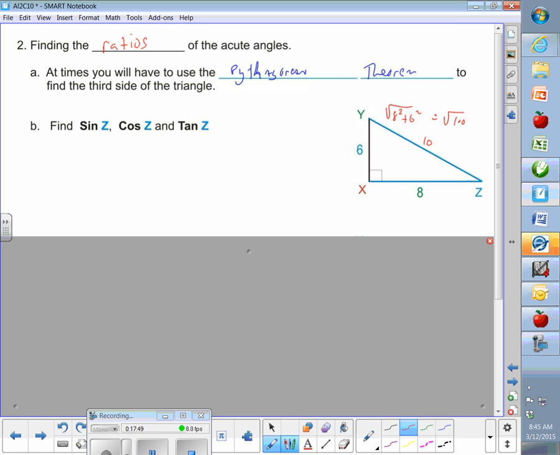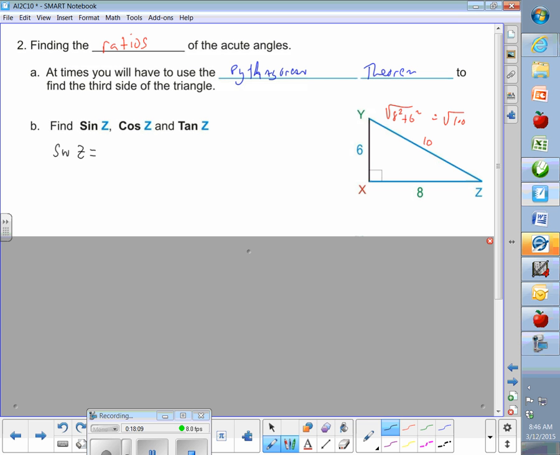3, 4, 5 triangle. Carpenters use it all the time. It's a main triangle. Okay, now that we know the 3 sides, we can go about and answer the question of finding the sine of z, the cosine of z, and the tangent of z. All right, let's do them in order. Sine z means the sine of angle z.